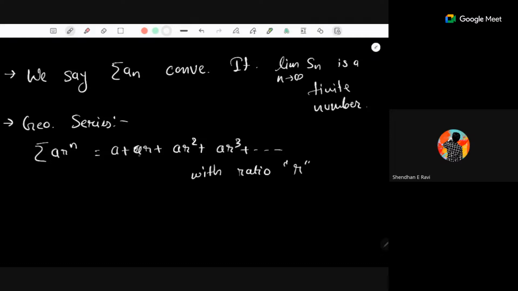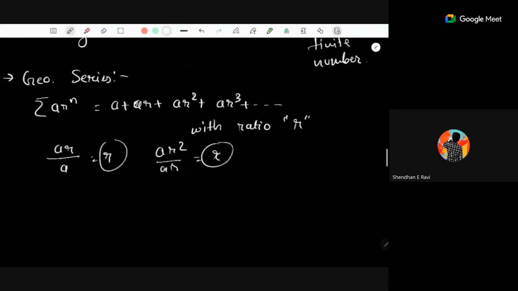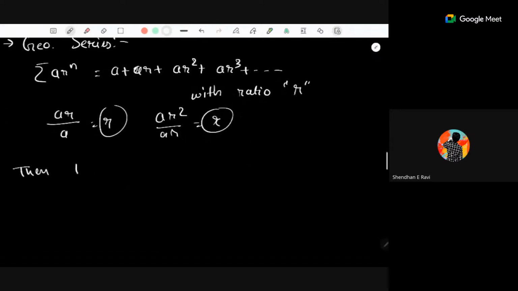So what is special about this r? If you divide the second term by the previous term, you will get r. If I take ar by a, I get r back. If I do ar square by ar, I get r back. This common number is known as the ratio of the geometric series. If we have a geometric series with ratio r, then the series summation a r to the power n converges if the modulus of r is strictly less than 1.